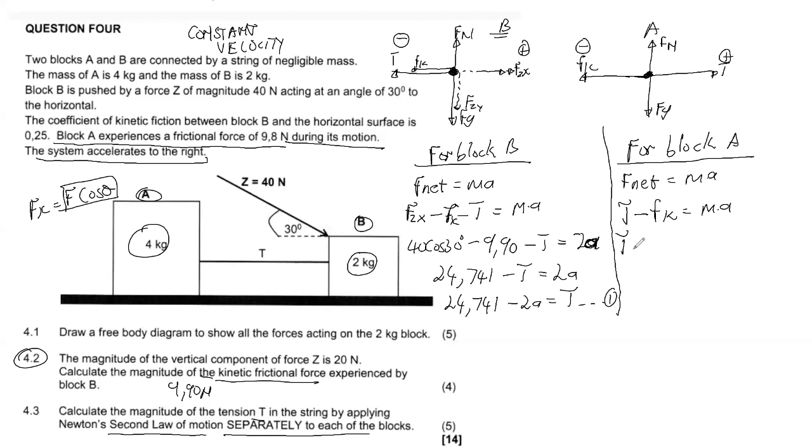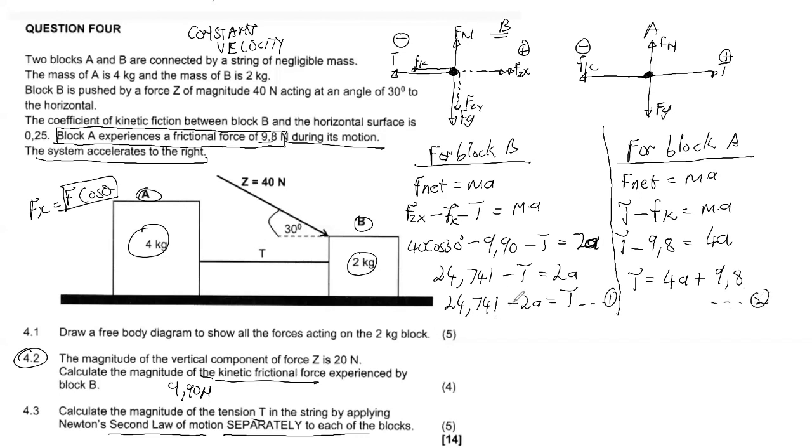Then this is tension. But then are we given the frictional force on block A? If we read here, it says block A experiences a frictional force of 9.8 newtons. So that means we need to substitute 9.8 here. Now, what is the mass for block A? It's 4. So we have 4A, right? And then if we make T the subject of the formula, that's T equals 4A plus 9.8, right? So this, we call it equation 2.